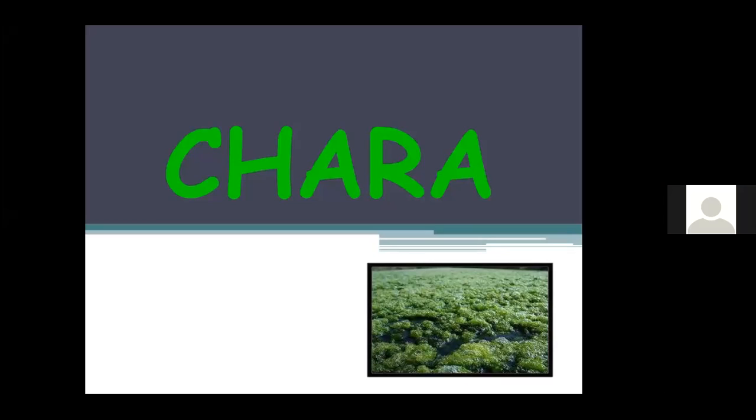Plant body. Yes, thallus means plant body. What type of plant body does Volvox have? A colony. What type of thallus does Oedogonium have? Filamentous. Next, is there branching? Unbranched. Filamentous and unbranched. What is the next character?